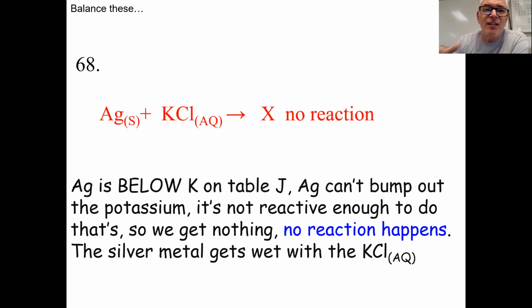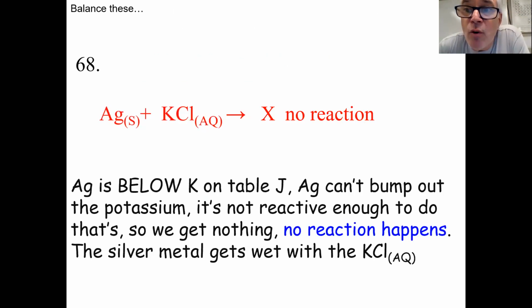So what happens here is there's no reaction. If you put silver into potassium chloride solution, the silver gets wet. The salt water, it's potassium chloride. It's an aqueous solution. You put silver metal in there, the silver gets wet, but it doesn't react. There's no reaction. None at all. All right? And I think, let's see where we are, that is the last slide. That's it. We did it.